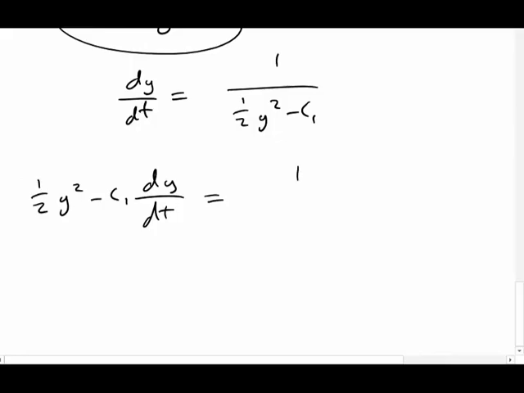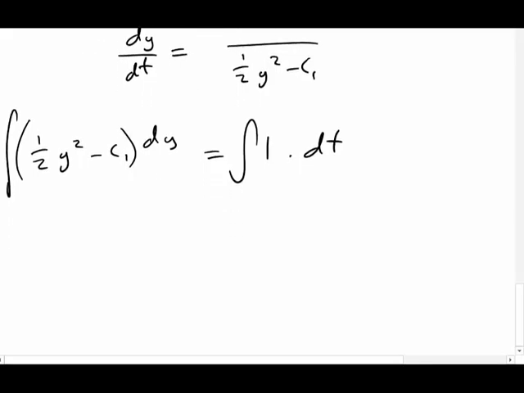Okay, I'm trying to be clever here. There we go. So multiply through by that. Okay, and we've still got 1 on that side. And let's just multiply through by this dt. Okay, and then let's integrate both sides, and there we go.